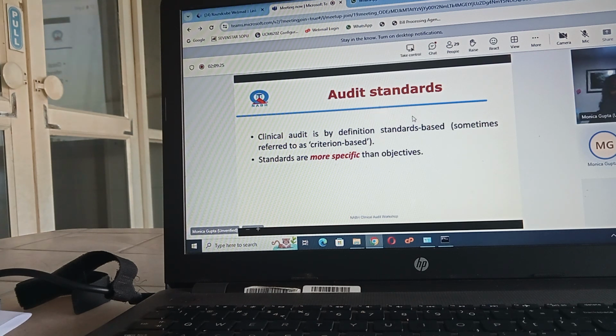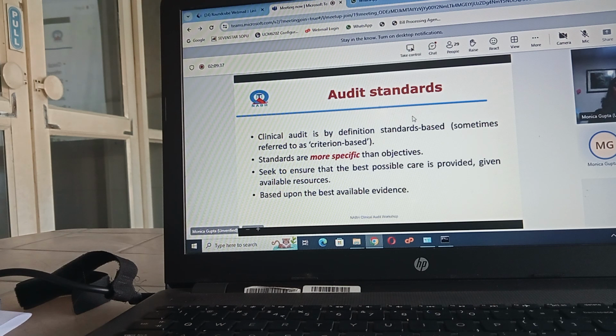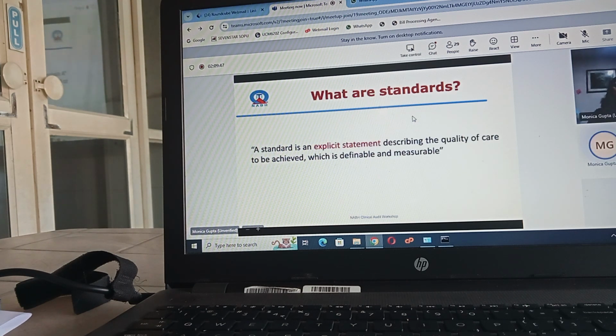So, sir has discussed setting the aims and the objectives. There will be a bit of repetition throughout for ease of understanding. Standards seek to ensure that the best possible care is provided given available resources, and they are based upon available evidence. Very, very important that they are based upon available evidence. So a standard is basically an explicit statement describing the quality of care to be achieved, which is definable and measurable. You have to be able to define the standard, you have to be able to measure it.